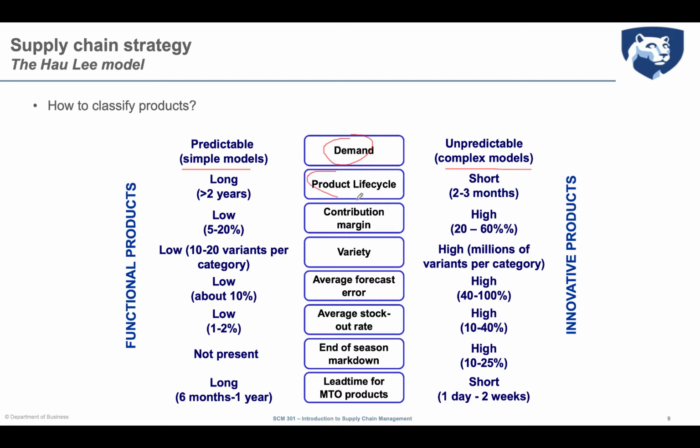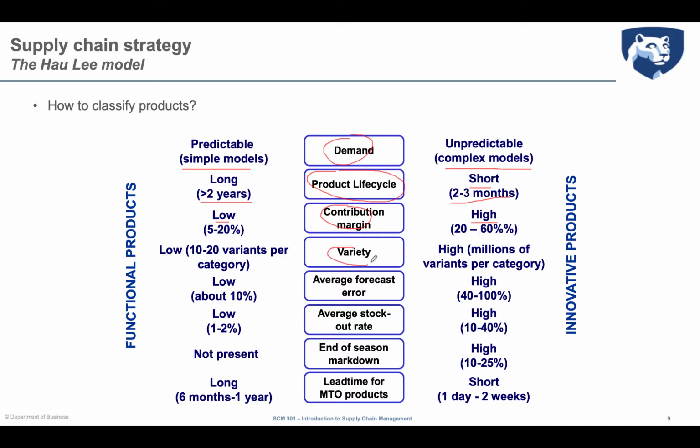When we talk about the product life cycle, as I told you, functional products have a long product life cycle, which means higher than 2 years. Here instead we are talking about 2 or 3 months on average. When we talk about the contribution margin, functional products, again think about what you saw before, usually have a low contribution margin, so the profit made on cost is usually 5 to 20%. Instead, for innovative products, it is very high, it can be 20 or 60% or even more.